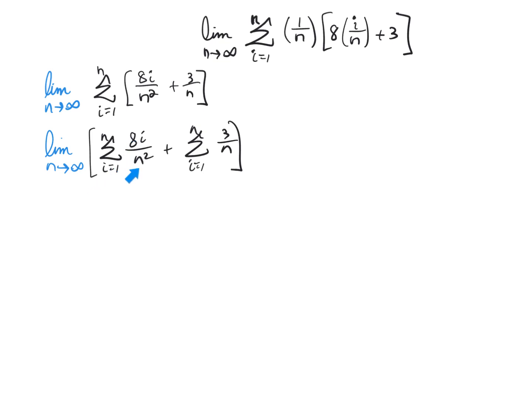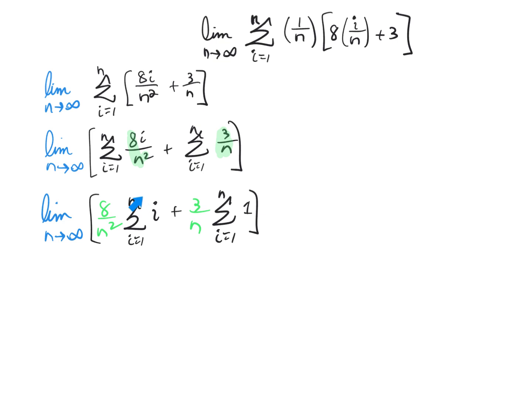This n never changes. It's a fixed number. Maybe it's 10, maybe it's 4 billion. It's not a variable though. i is what's changing. And therefore, 8 over n squared is just a factor. And so is 3 over n. So we can rewrite these expressions like this.